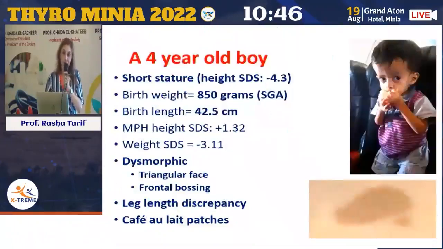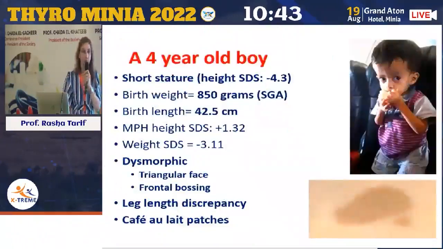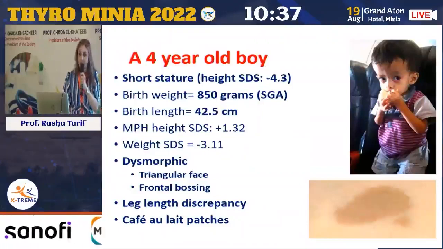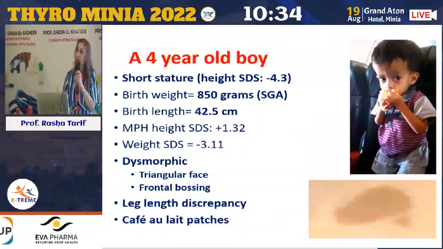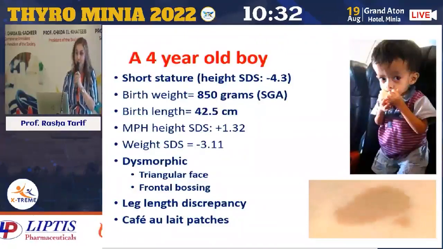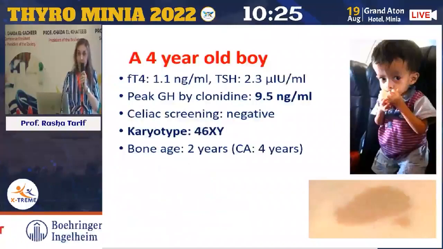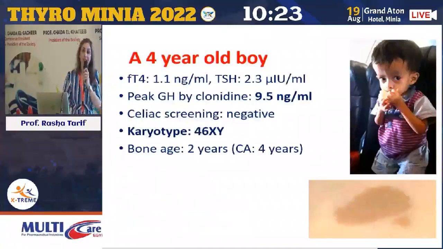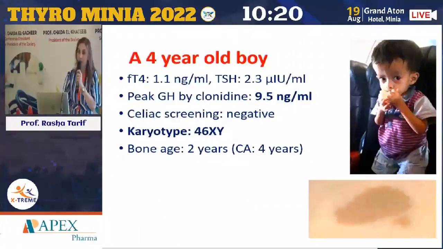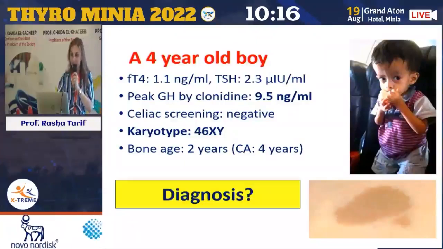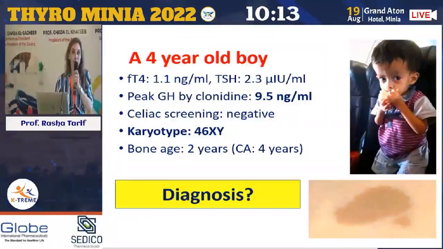What about this sweet boy? This is a 4-year-old boy who came with short stature, very short. His birth weight was very small, 850 grams. A very low birth length, 42 centimeters. Triangular face, frontal bossing, leg length discrepancy, café au lait patch. Thyroid function, growth hormone, celiac screening, normal. Karyotype, 46XY. 2 years delay in the bone age. What's the diagnosis? Thank you very much.